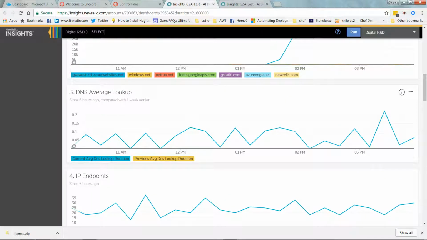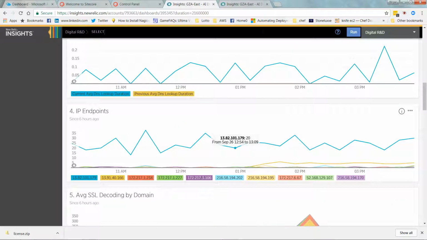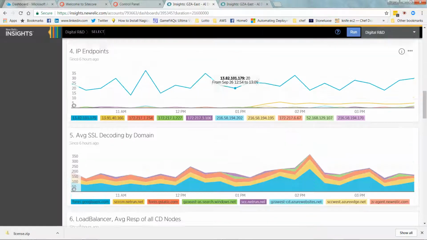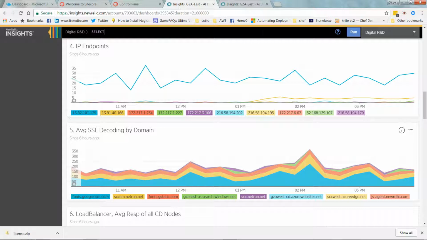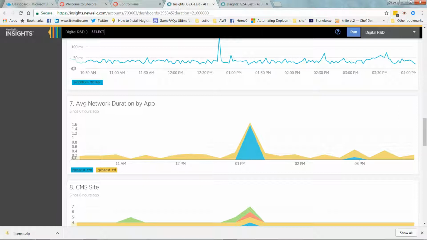Number four, IP endpoints, identifies IPs involved, and the primary endpoint is going to be the most recurrent IP. Number five is the average SSL decoding by domain, which identifies certificate issues. Number six is the load balancer, the average response of all nodes, which can identify problems in load distribution or logic. Number seven is the average network duration by app, which identifies firewall or network blockages.